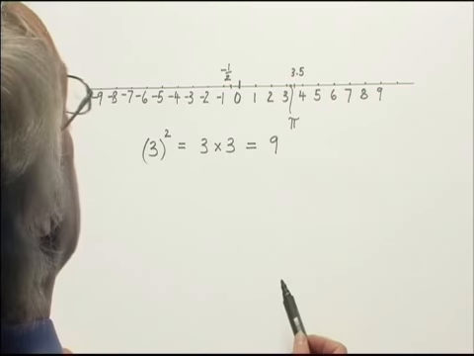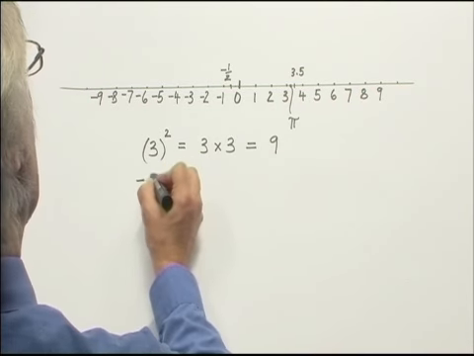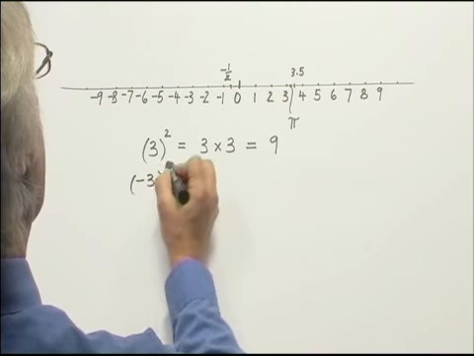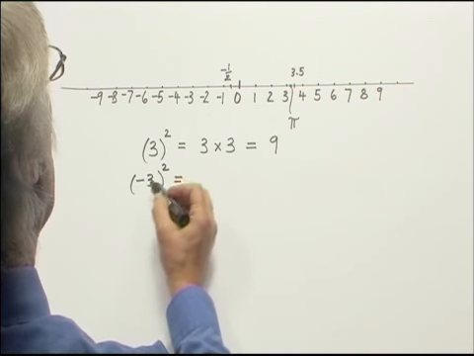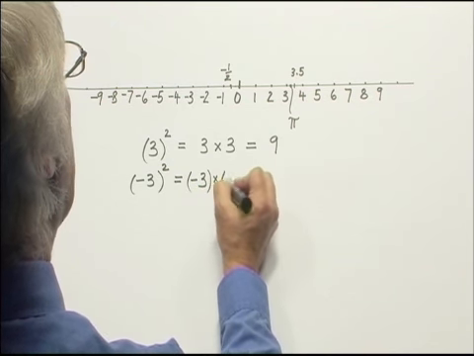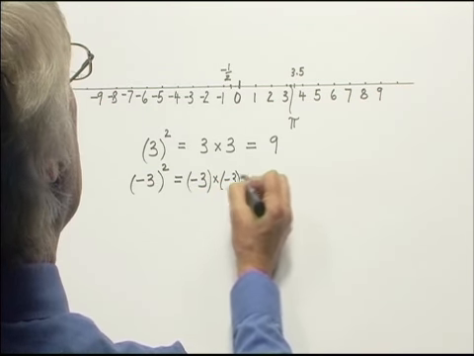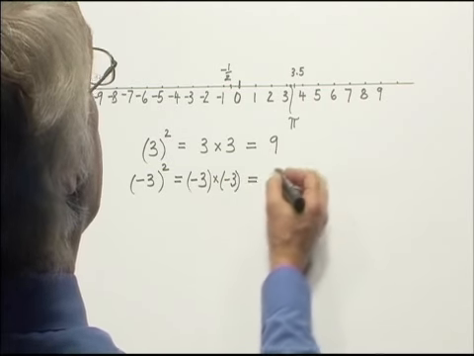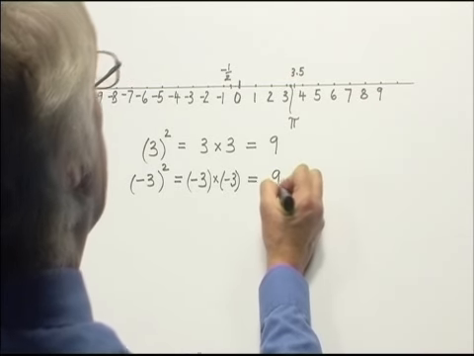What about if we take the number -3 and square that? Again, when we square it, we're multiplying the number by itself, so it's -3 multiplied by -3. And here, if you recall that multiplying a negative number by a negative number yields a positive result, the answer -3 times -3 is +9, positive 9.